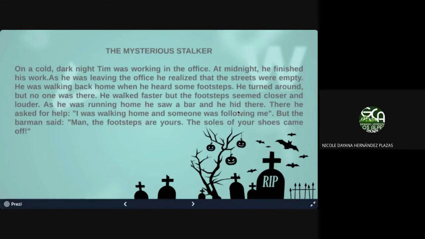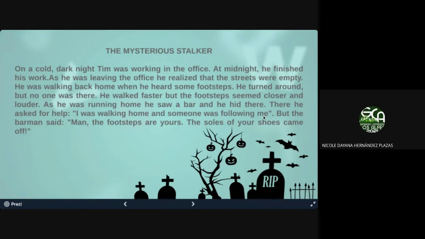Aquí no hay una acción que esté pasando primero que la otra. Aquí no hay una acción que esté interrumpiendo. El hecho de estar caminando no interrumpe que lo estén siguiendo y el hecho de que lo estén siguiendo no interrumpe que esté caminando. Son dos acciones sucediendo al mismo tiempo. So, I was walking home and someone was following me. In this case, parallel actions, continuous.